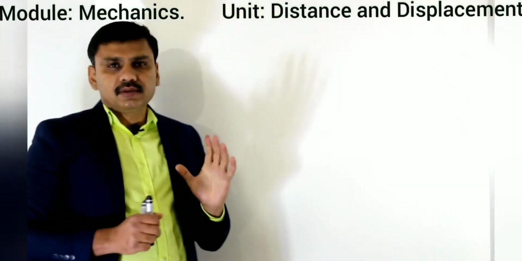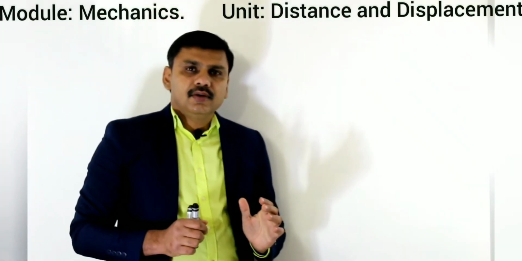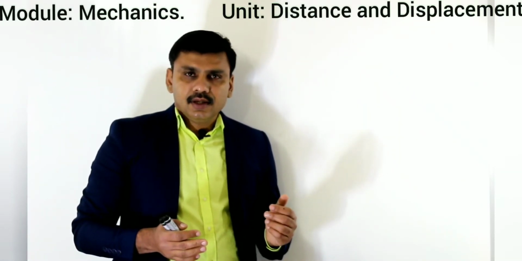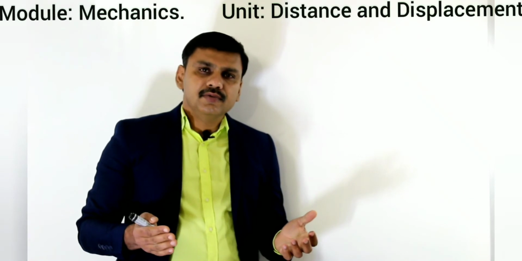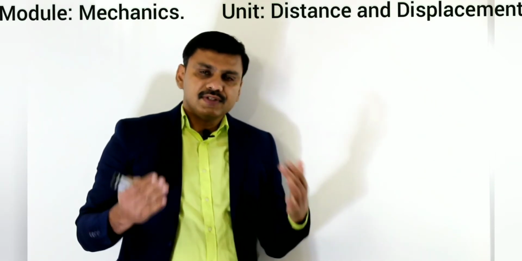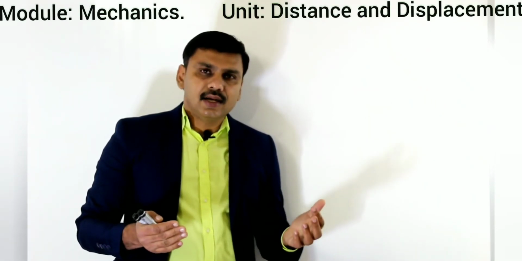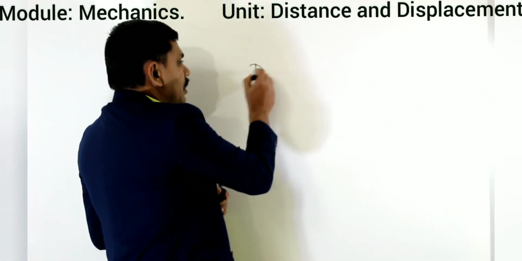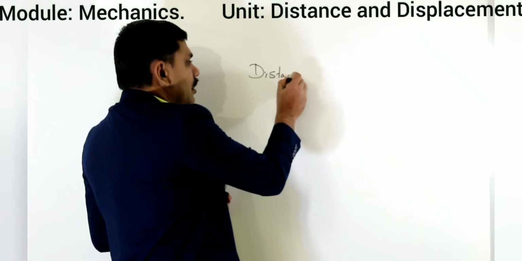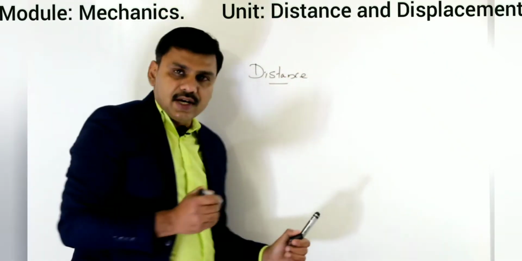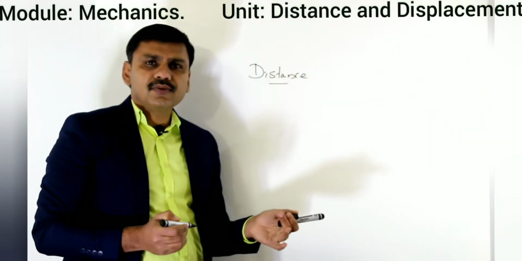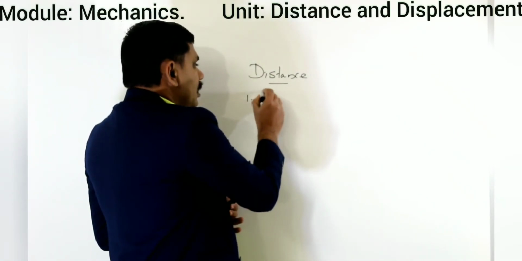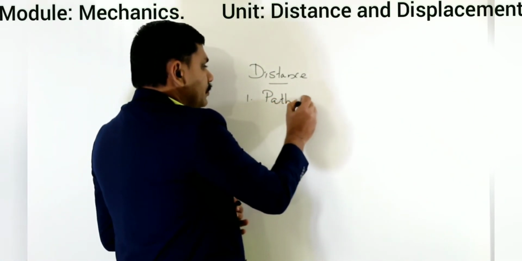In unit number 3, we are studying distance and displacement. It is a very important unit. We are learning two physical quantities, distance and displacement. So, when you study distance, which are the things you must study? First is, what is distance? Distance is the path covered by the object.